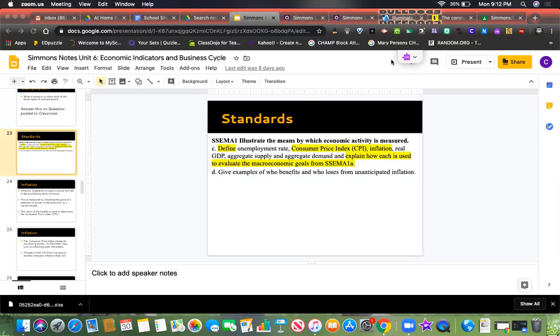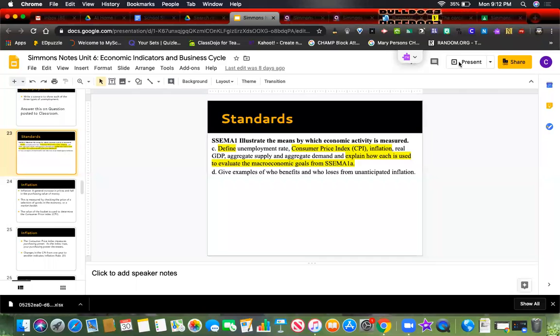As you can see here, we're continuing with Unit 6, Economic Indicators in the Business Cycle notes. So if you have your guided notes to continue finishing out, go ahead and get those out and get ready. Go into presentation mode here with this.